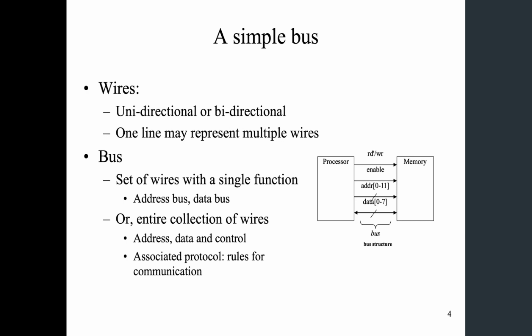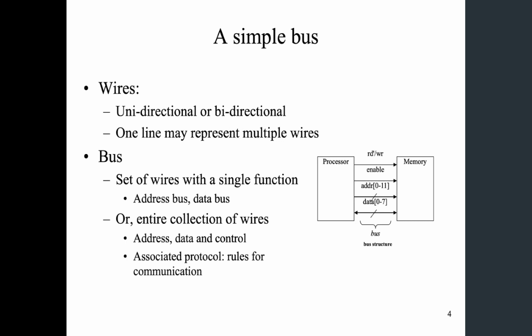So what we mean here is, as we see on the right side in this picture, we have a processor, we have memory, and we have these lines connecting these two components. And on these lines, we see arrows indicating the direction of the signal transfer. And also we see labels indicating their functionalities.